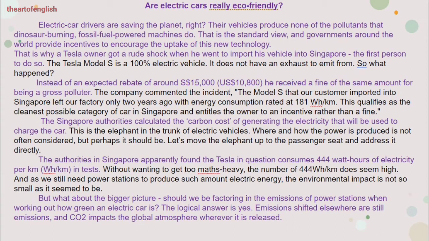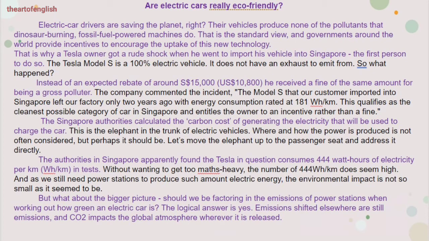And then in the next paragraph, we found that instead of an expected rebate of around $15,000, or 10,800 US dollars, he received a fine of the same amount for being a gross polluter. In the next paragraph, the important idea is that the Singapore authorities calculated the carbon cost of generating the electricity that will be used to charge the car.